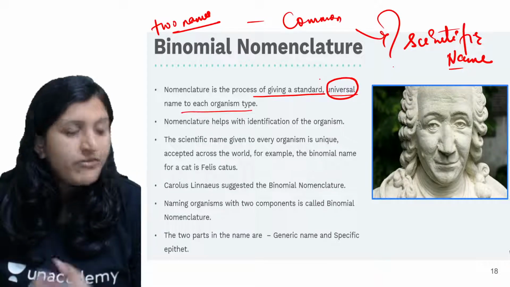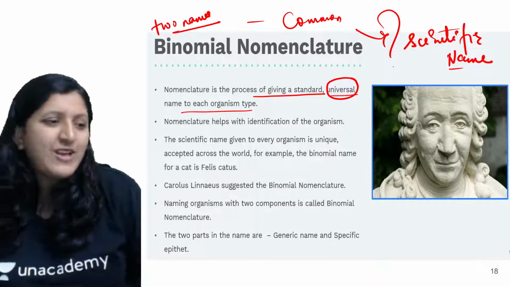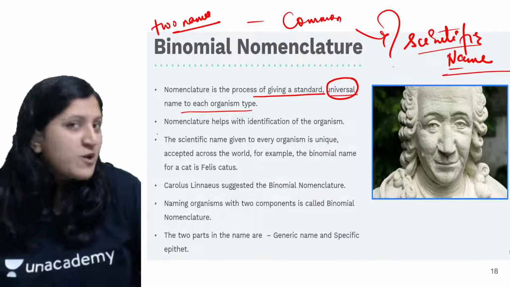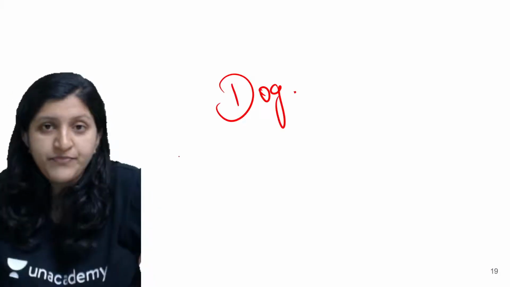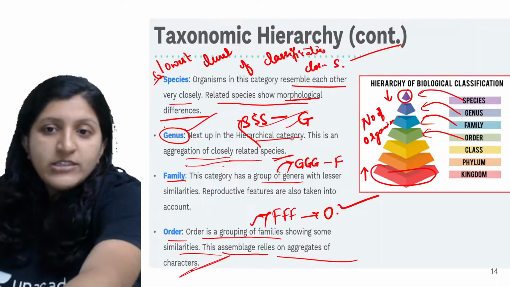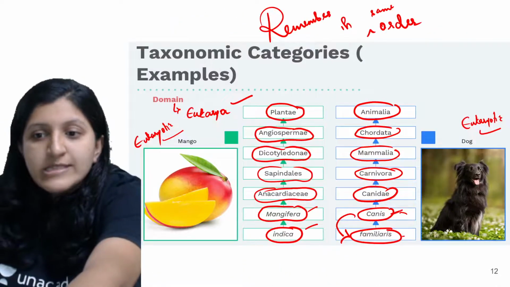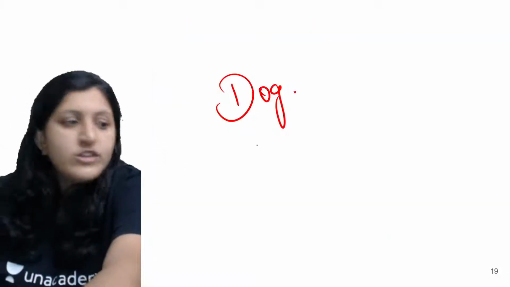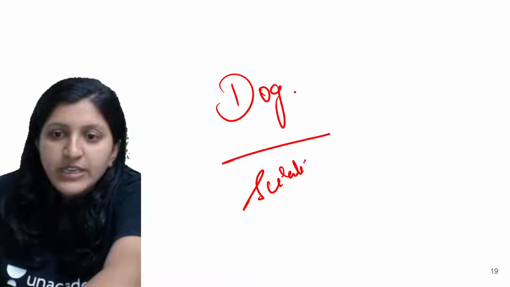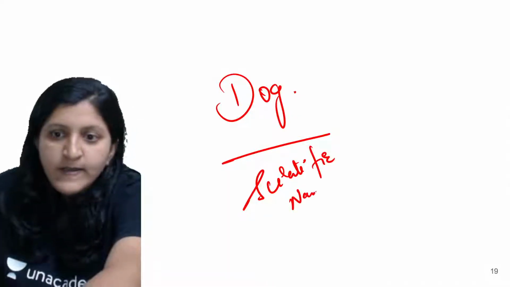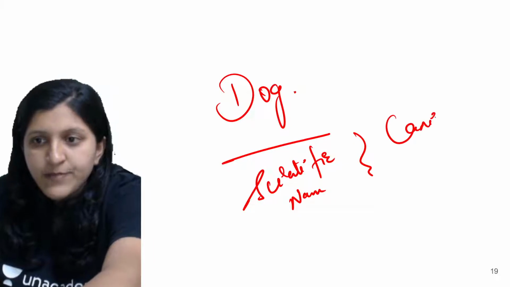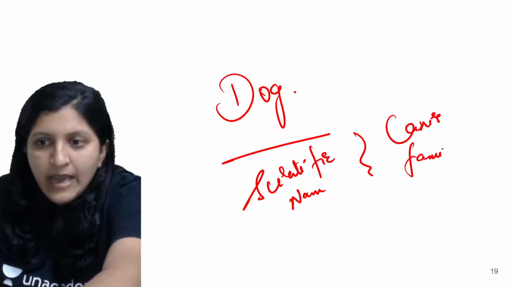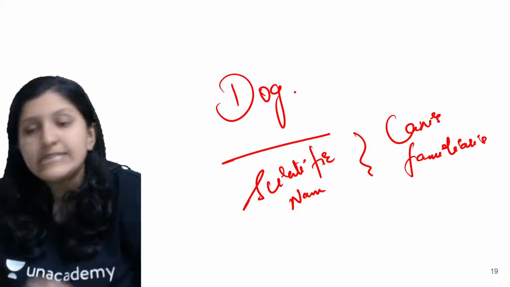What is the meaning of universal? Any part of the world that you go to, the scientific name is not going to vary. Let's take an example. When we mention a dog, what is the scientific name of the dog? You can see, Canis familiaris. So the scientific name is Canis familiaris.